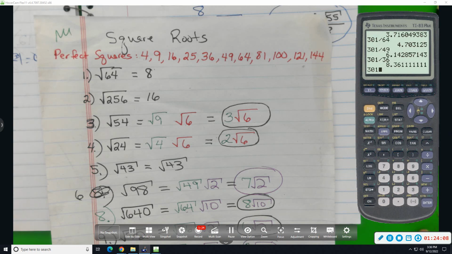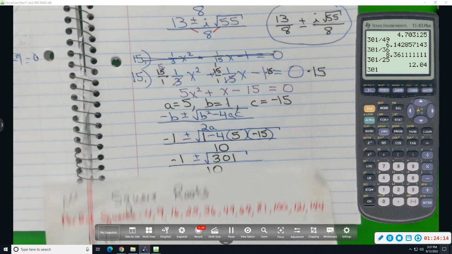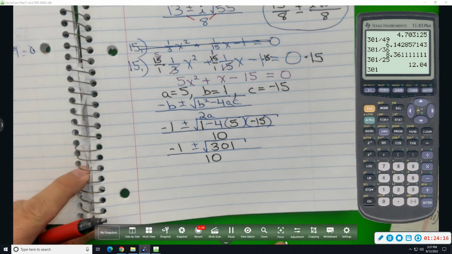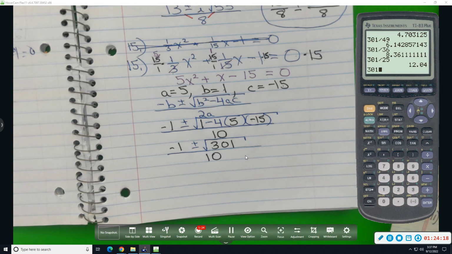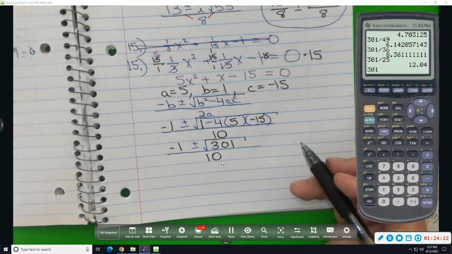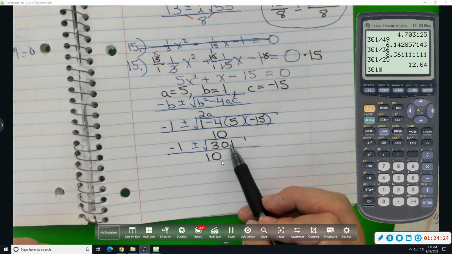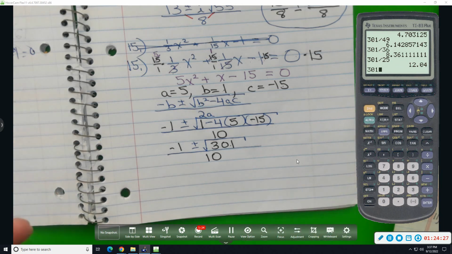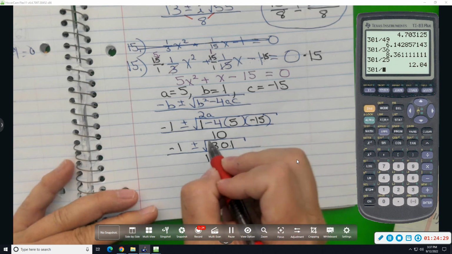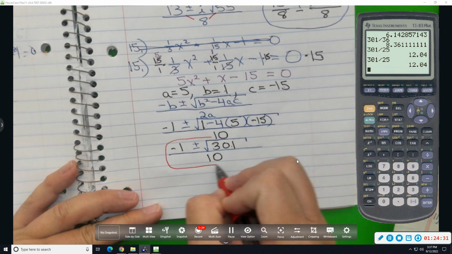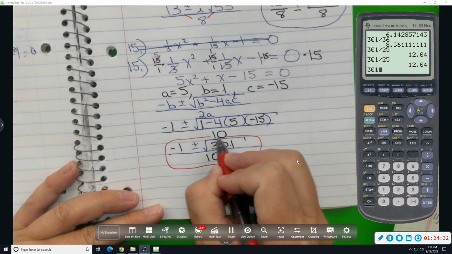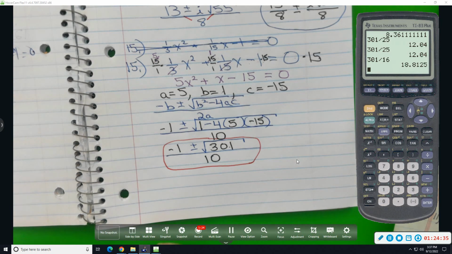Are we going to be able to reduce the square root of 301? No. Are we going to have an I in our answer? Yes? Let me see. Wait, are we? No, because the 301 is positive. If I had an I, we'd have to split up. But if you can't reduce that, they'd let you punch this in all as one big fraction.